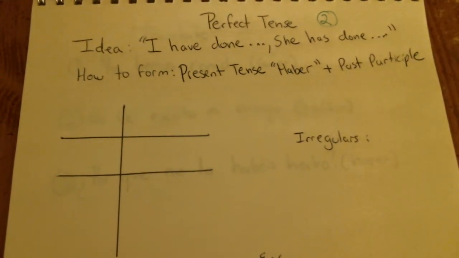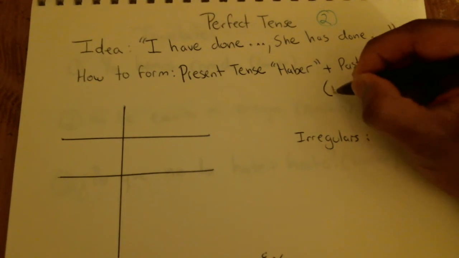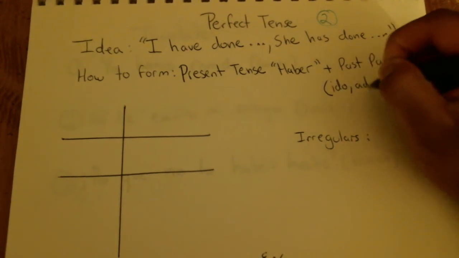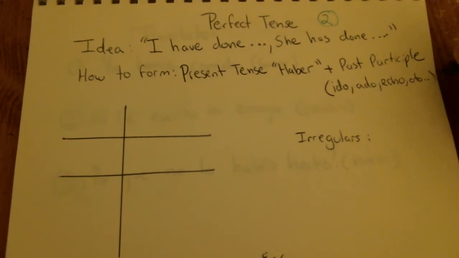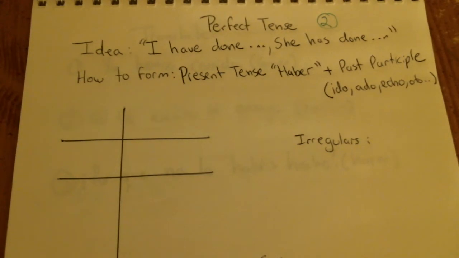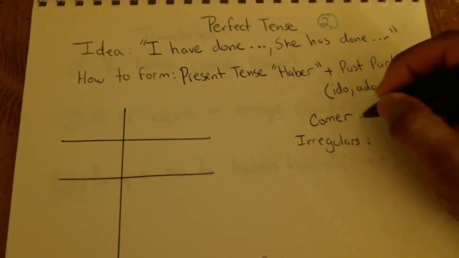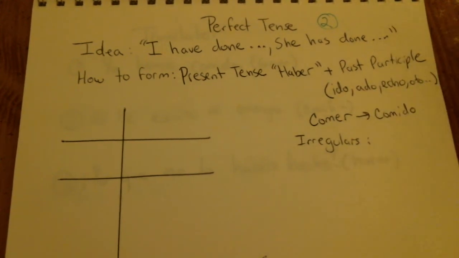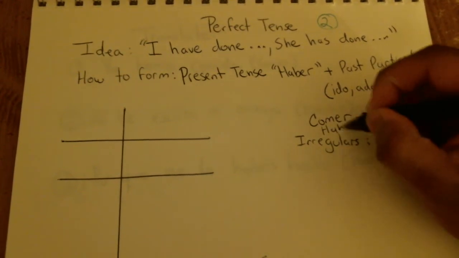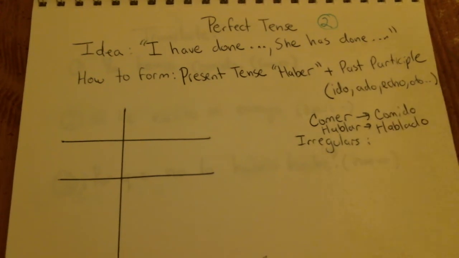I assume that you already know what your past participles are. Your past participles are your verbs that end in ido, ado, hecho, oto, and so on and so forth. There are plenty of endings for the past participles, okay? Now, an example of a past participle would be the verb comer, which in the past participle becomes comido, all right? Or the verb hablar becomes hablado, okay? Those are your regulars.